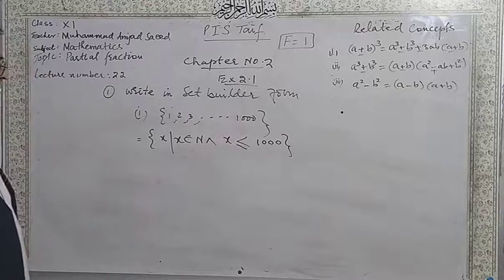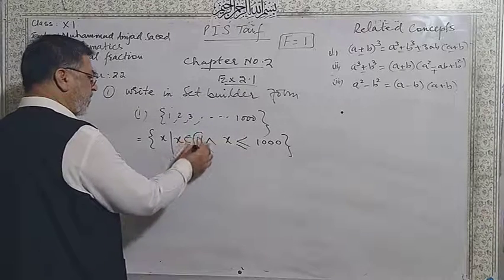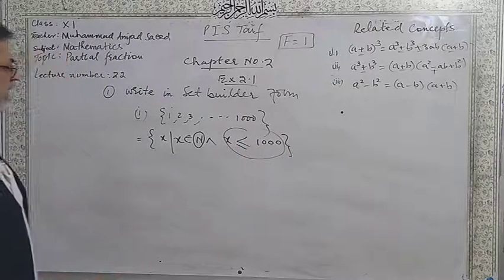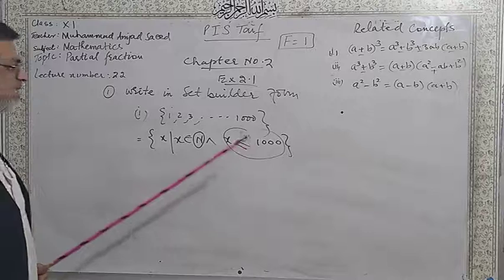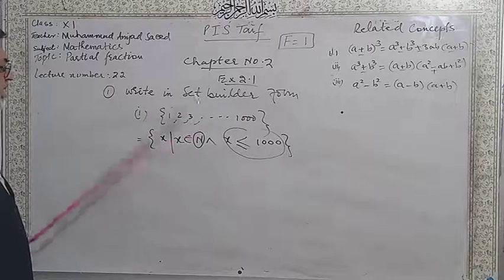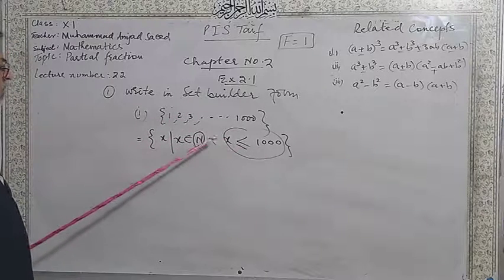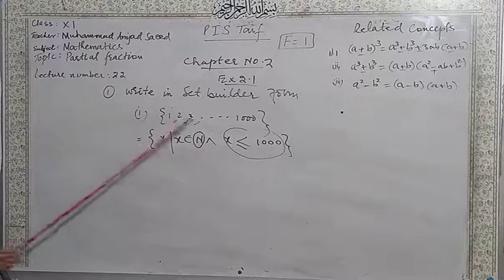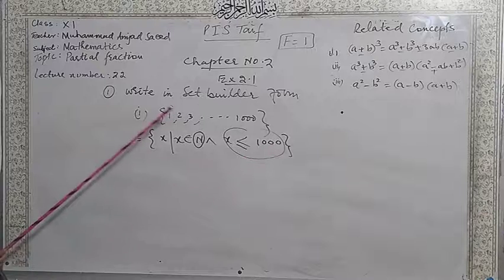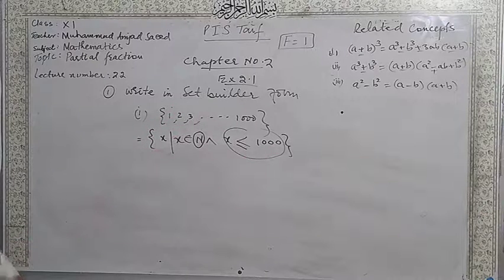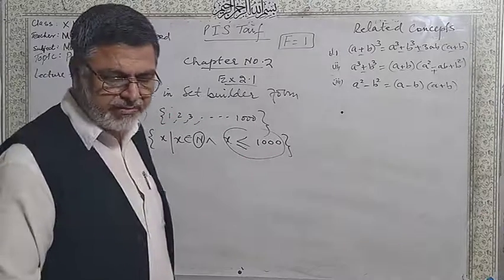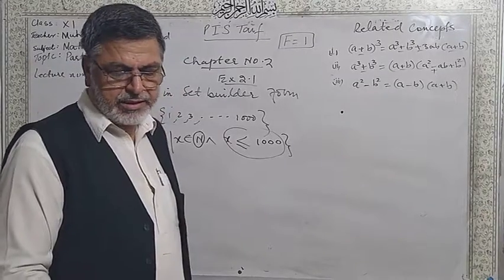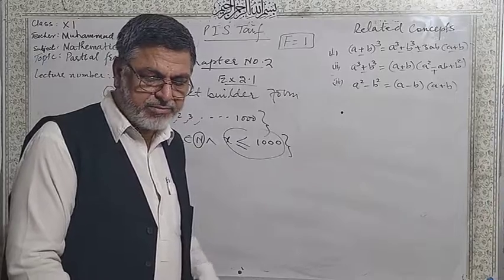Remember that there are two pieces of information. This is general information and this is particular information. General information: from which set the members are coming. And number 2, what is the description of x, which you are taking? It is related to these numbers typically. So this is the way how to write down sets in the set builder form.